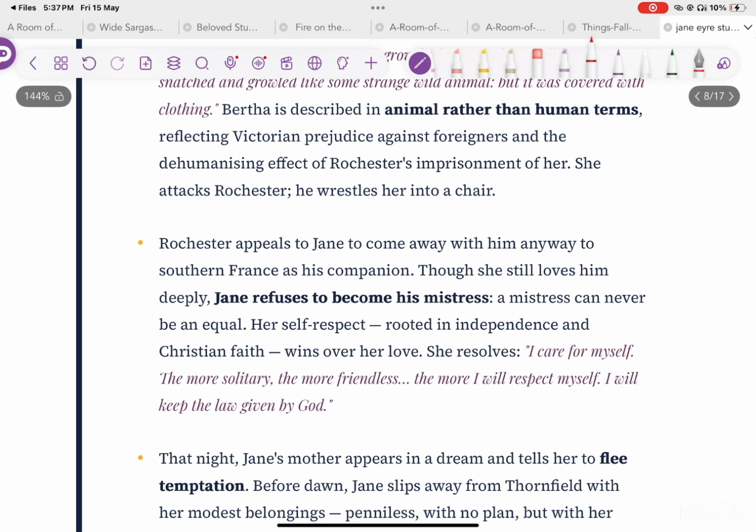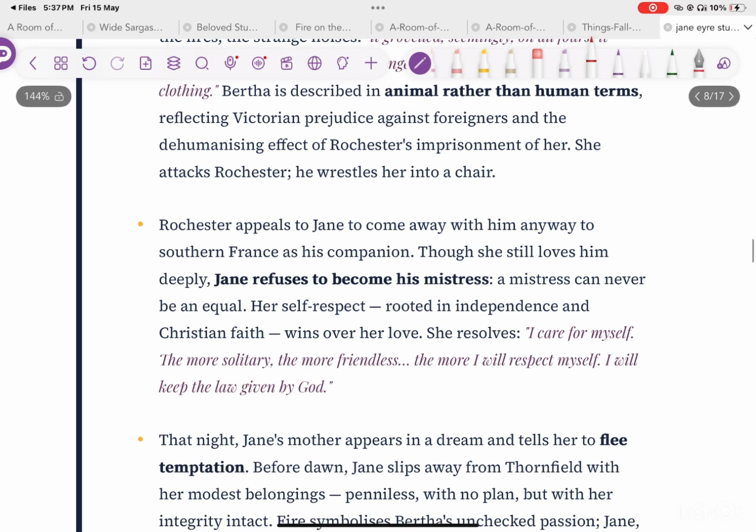Rochester appeals to Jane to come away with him anyway to southern France as his companion, though she still loves him deeply. Jane refuses to become his mistress. A mistress can never be an equal. Her self-respect, rooted in independence and Christian faith, wins over her love.